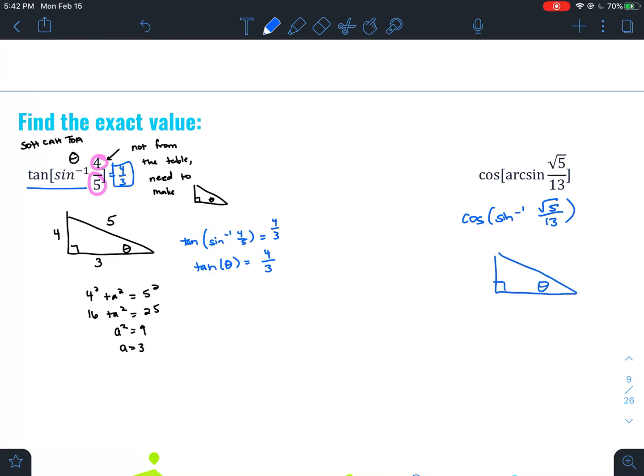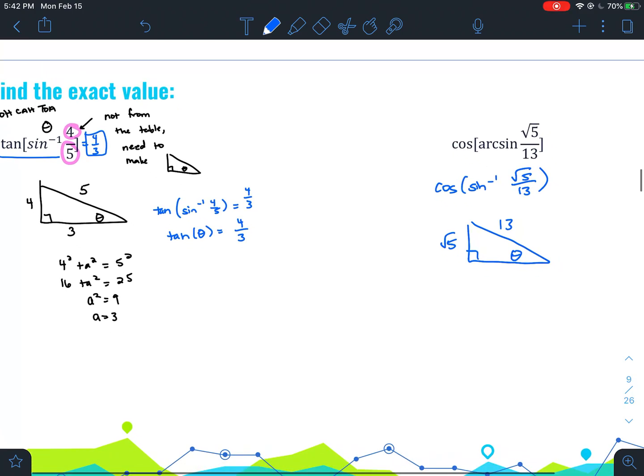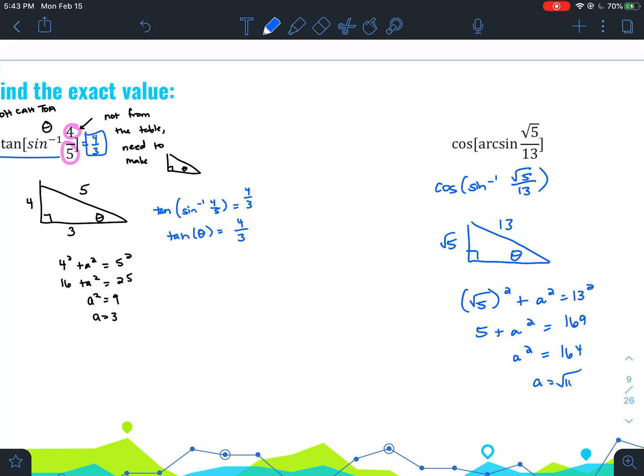Sine is opposite over hypotenuse, so square root 5 over 13. And then we can use the Pythagorean theorem to find our missing side. So square root 5 squared plus a squared equals 13 squared. So 5 plus a squared equals 169. Subtract the 5 from both sides. So a is going to be the square root of 164. So that missing side is the square root of 164.